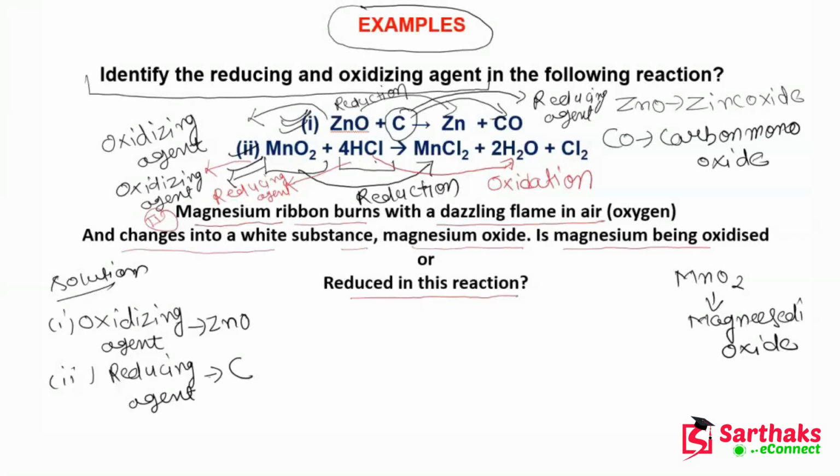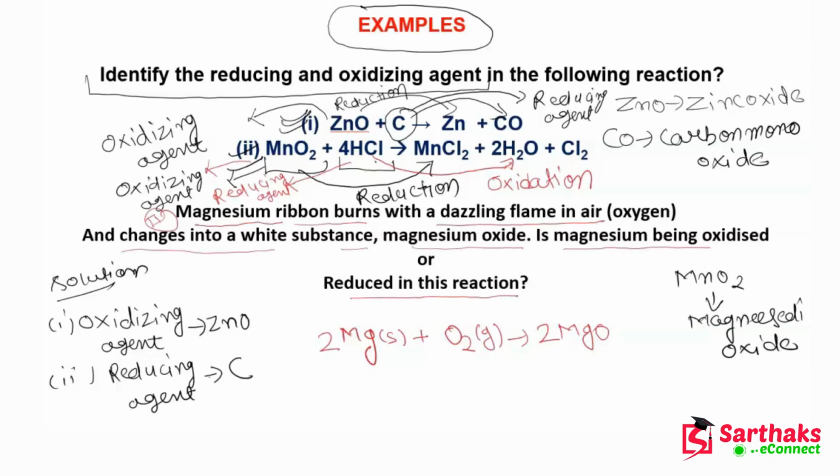First of all, we should know how to write a chemical equation. So magnesium, which is in solid state because we are burning its ribbon, is reacting with oxygen. Whenever we burn something, we basically make it react with oxygen. Now this will become magnesium oxide. Now we have to balance this equation because it is not balanced yet. So this is a balanced equation.